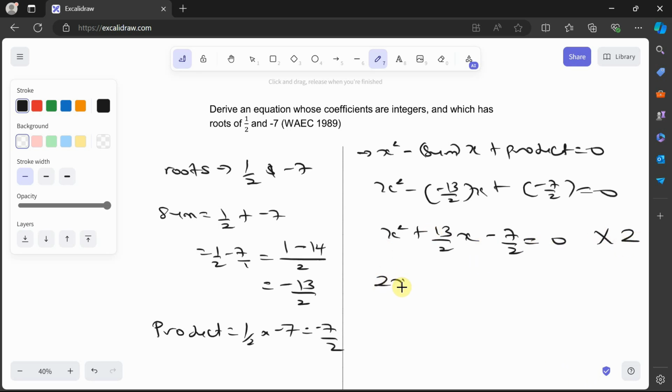So this will be 2x squared plus 13x divided by 2 times 2. 2 will cancel 2, that will be plus 13x minus 7 over 2 times 2. 2 will cancel 2, that will be minus 7 is equal to 0. So this is our equation. 2x squared plus 13x minus 7 is equal to 0. Let's see if we're correct.